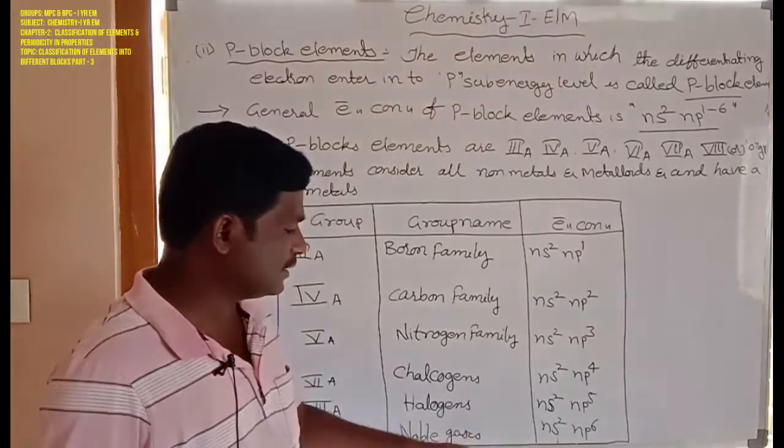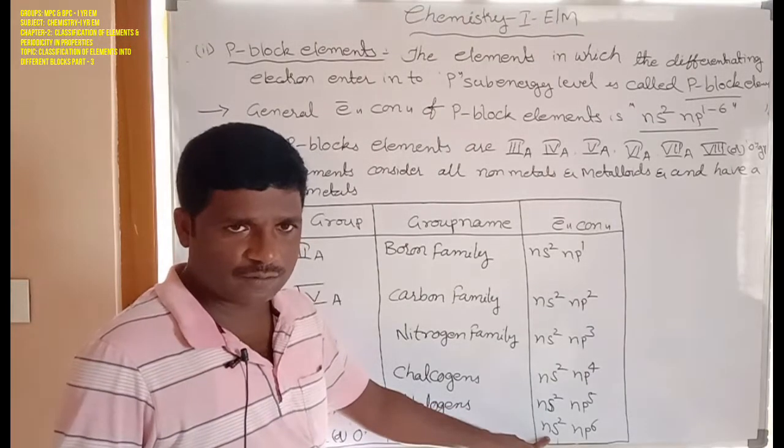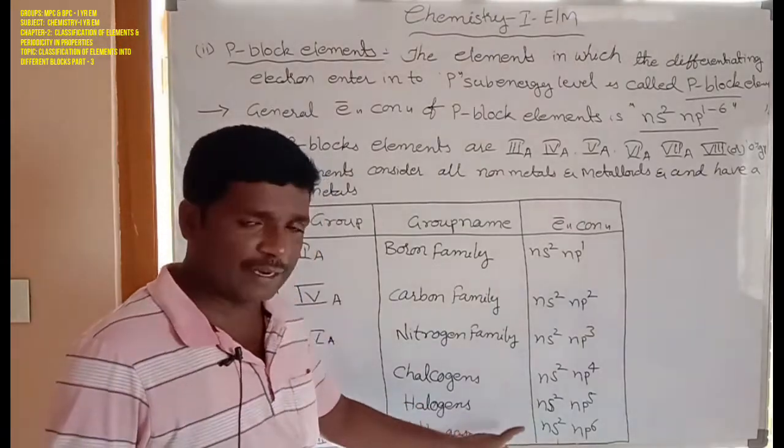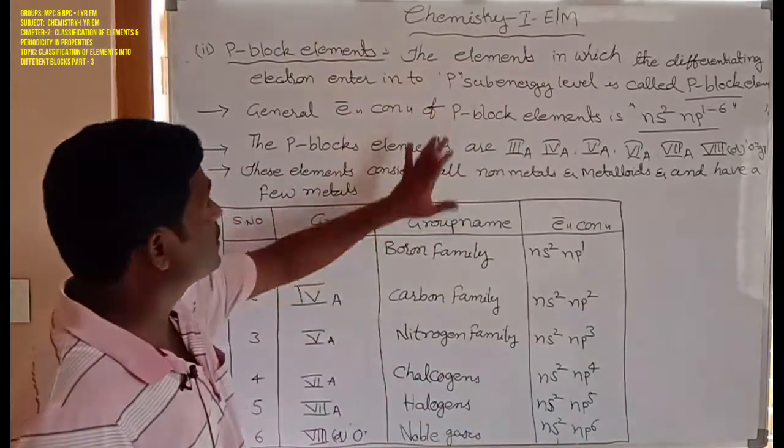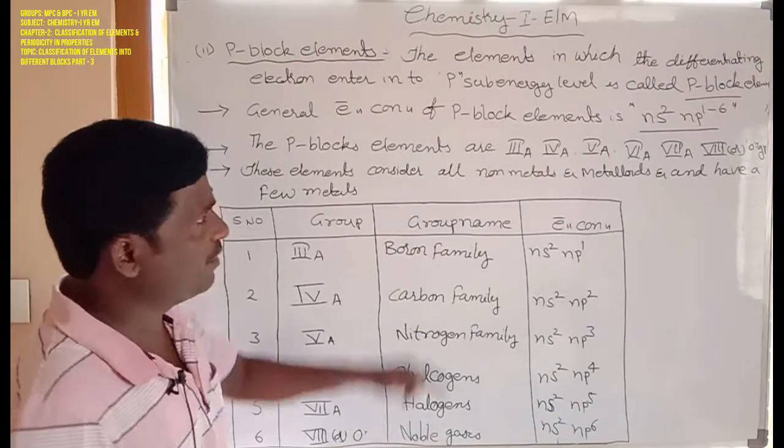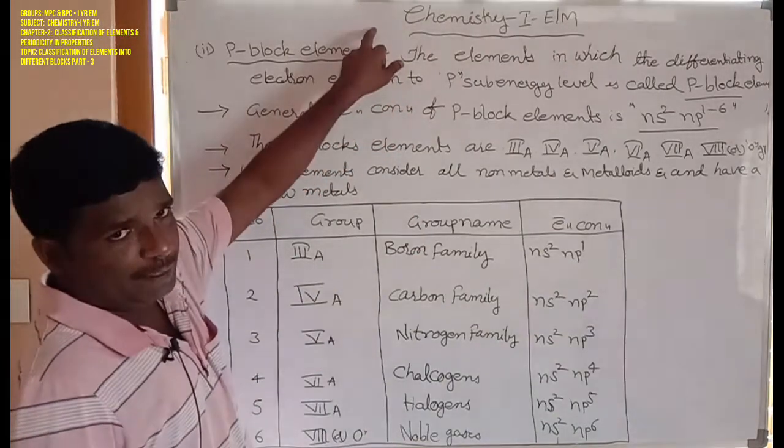So it is also called the octet rule or stable electron configuration. That is the properties of the p block elements. Once again, p block elements.